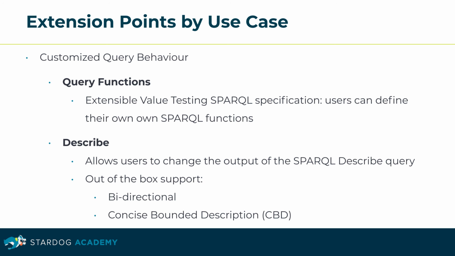Finally, there's a describe extension, which will allow you to change the output behavior of the describe query. Stardog already has a few implementations that can pick up in terms of describing a URI and getting the data out of the graph that supports that URI, but you can change that however you wish. This concludes the section on extension points.